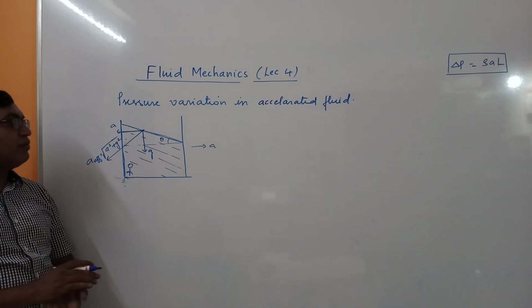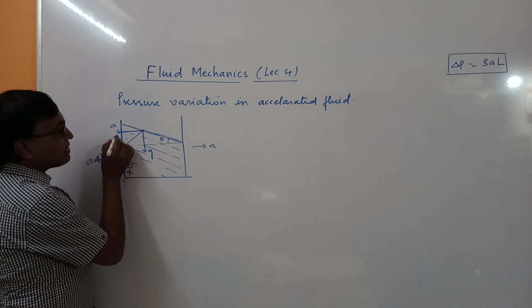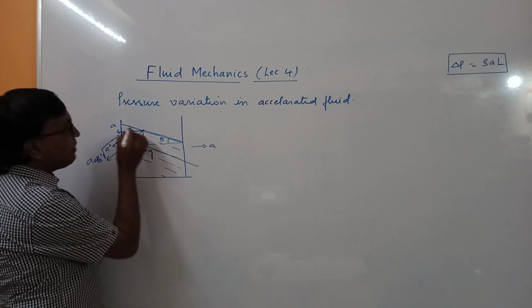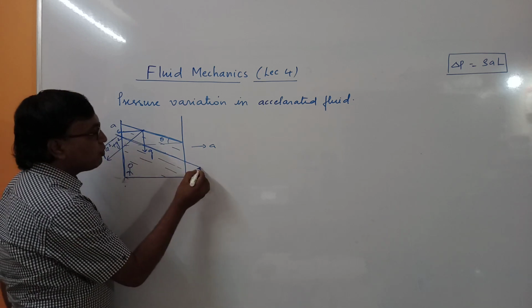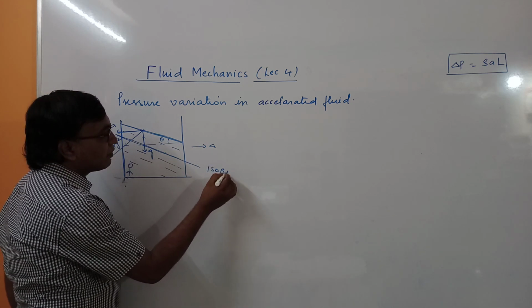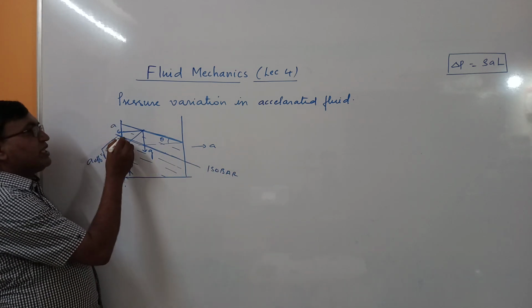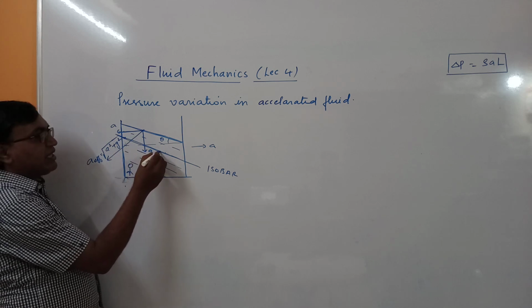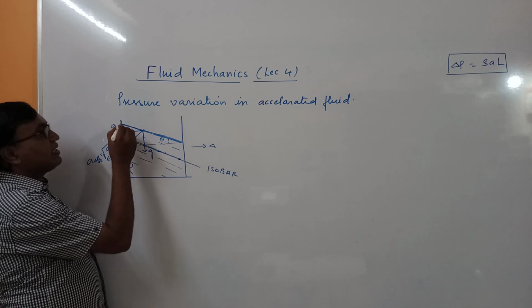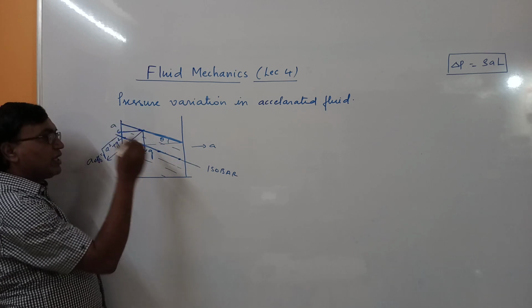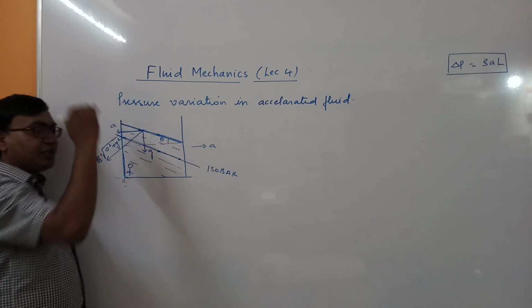This is the effective acceleration. Now these lines, so this is a line which is parallel to the free surface, will have the same pressure. This is an isobar, an equal pressure line. So pressure at this point will be equal to pressure at this point. If you consider the free surface, here atmospheric pressure, here also atmospheric pressure, here also atmospheric pressure. So this line will have the same pressure.